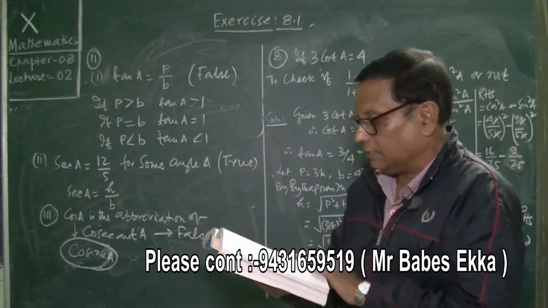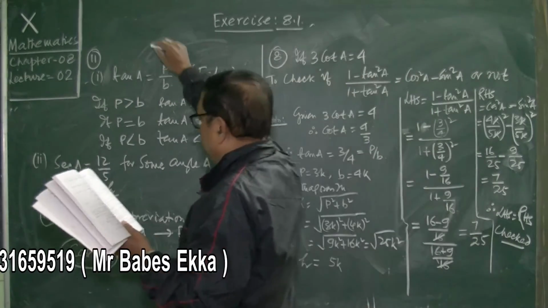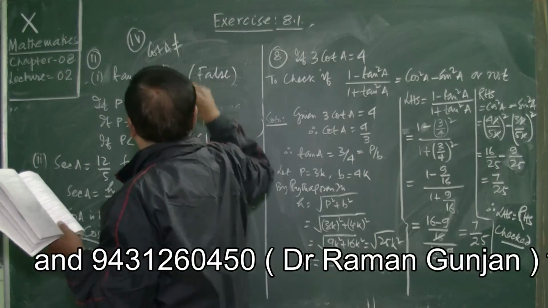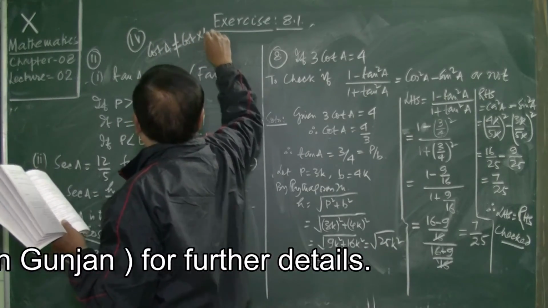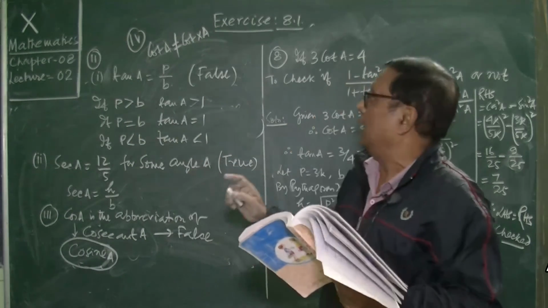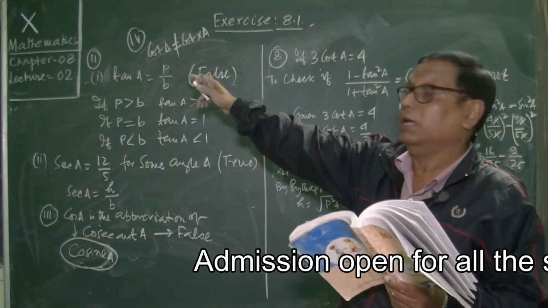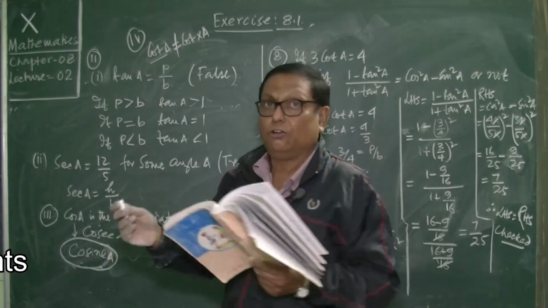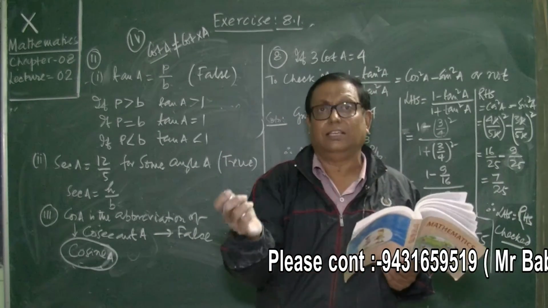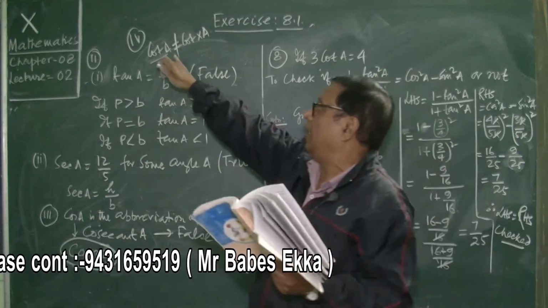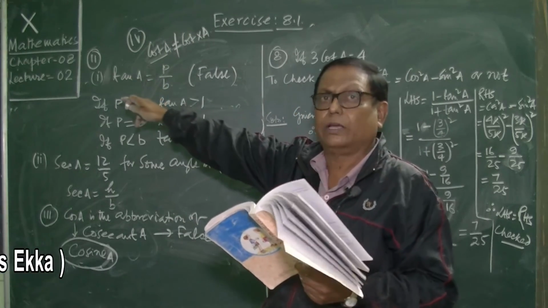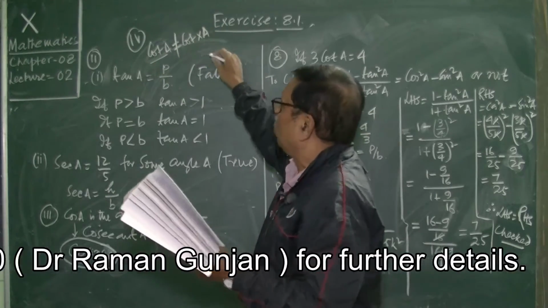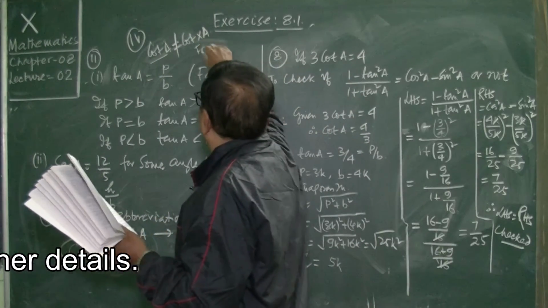Next, cot A is the product of cot and A. Again, a false statement. Cot A, I told you, never means cot into A. The reason is A is an angle on which the cot operator is working. Cot A means the cot value of angle A. It is not two different things. I told you sine, cos, tan, cosec, sec, cot don't exist unless they work on some angle. So A is the angle on which the cot operator is working, and so cot A means the cot value of angle A. It does not mean cot into A. So this statement is false.